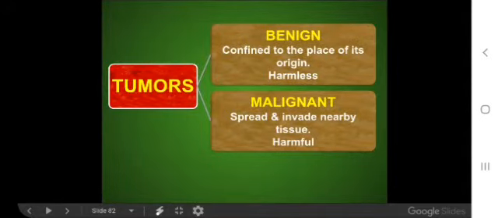The tumors, the mass of cells, are of two types. One is known as benign tumor. A benign tumor is not so harmful. It is confined to the place from where it originates, and it is harmless, and it can be operated out also. A malignant tumor, on the other hand, spreads and invades nearby tissues, and it becomes very harmful for the entire environment of that particular organ, or ultimately the body.